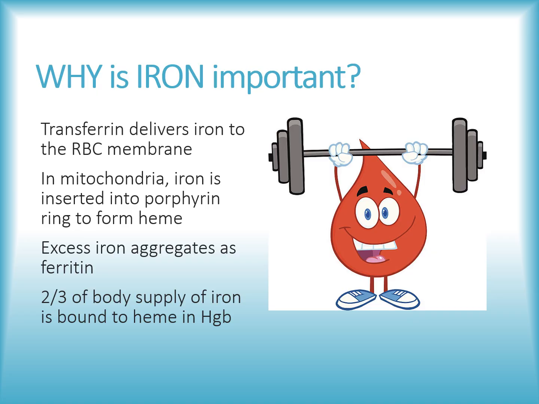Right, so let's talk first about iron supply and delivery. We have a very specific transport protein for iron called transferrin, and transferrin delivers iron to the red blood cell membrane. In mitochondria, iron is inserted in the porphyrin ring to form heme.